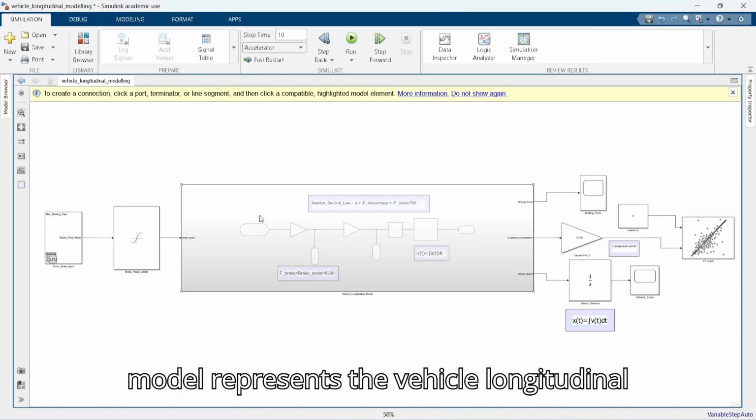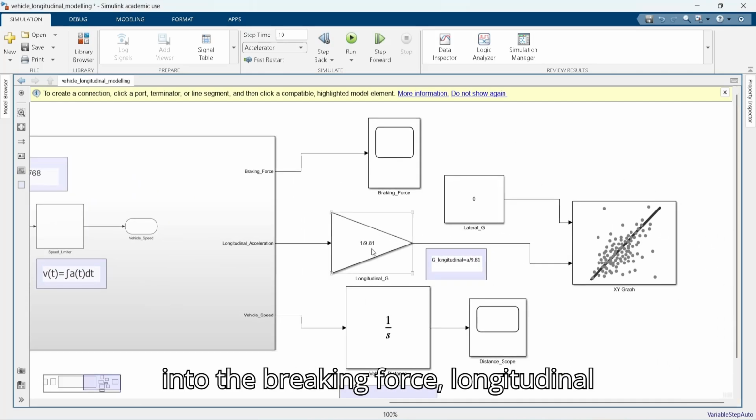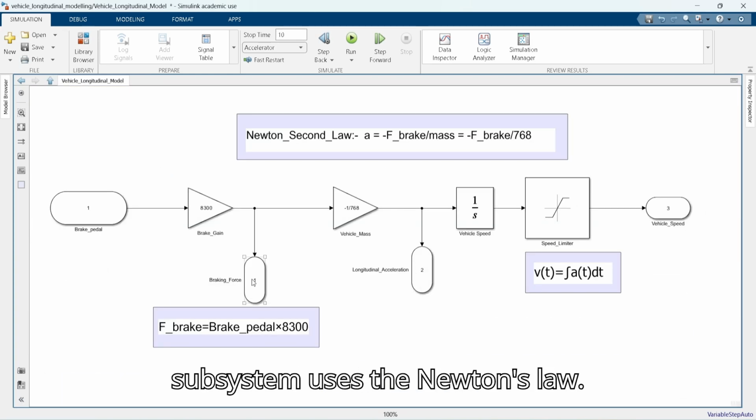The model represents the vehicle longitudinal modeling. It converts the brake input into the braking force, longitudinal acceleration, and vehicle speed. The subsystem uses Newton's law.